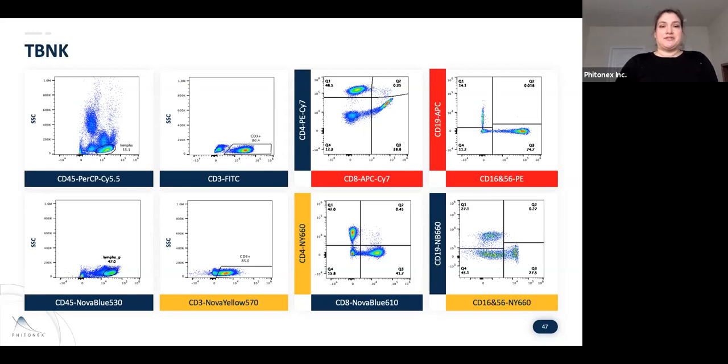So I'll be talking more about panel design, and actually this was generated before I was at Phytonics, but I'll be actually generating some panels on the Fortessa and the Attune, and able to look forward at what you're doing.